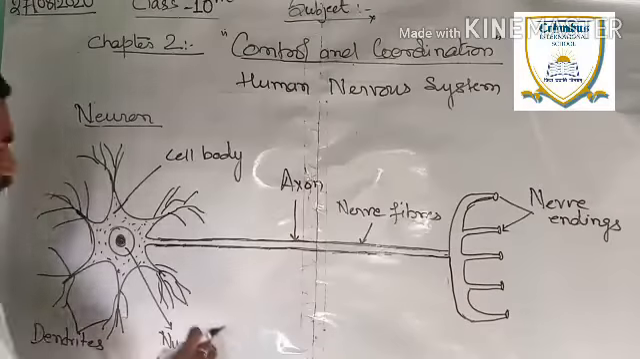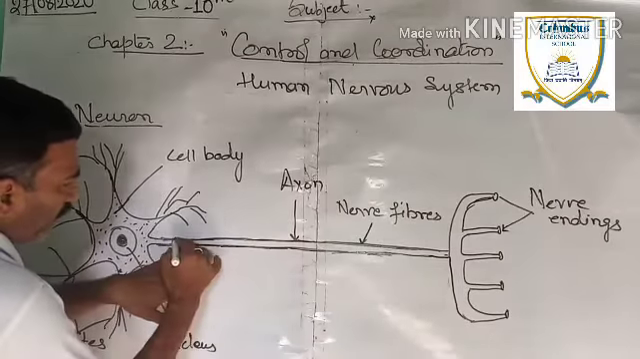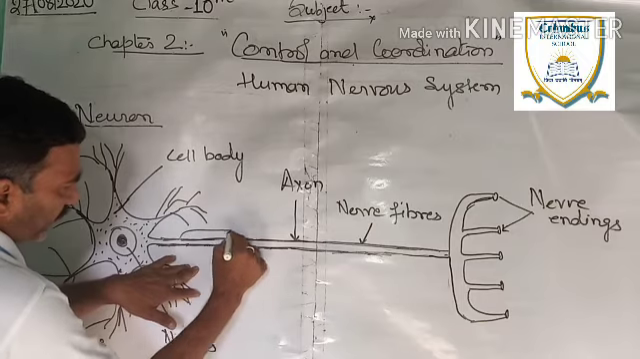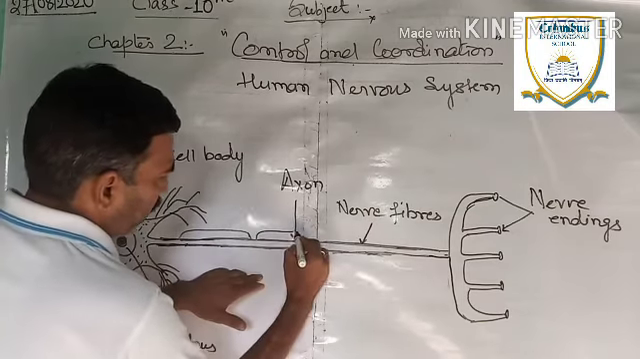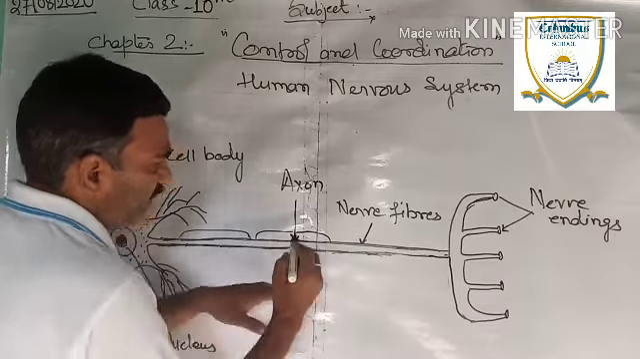After that, as I told, a covering is there which has nodes. It is not continuous, but there are spaces.